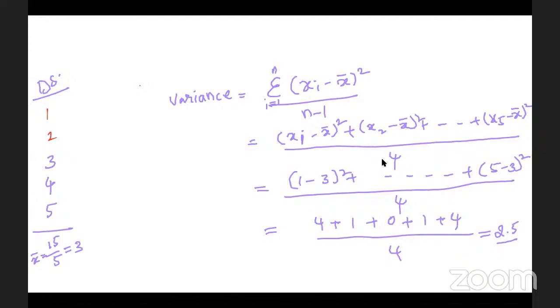But now let us understand it in more depth. What is happening when you apply this formula to a data set? How do you interpret this value 2.5? Let us understand that aspect. So again, let us take this data set 1, 2, 3, 4, 5. Compute the mean here. The mean is 3.